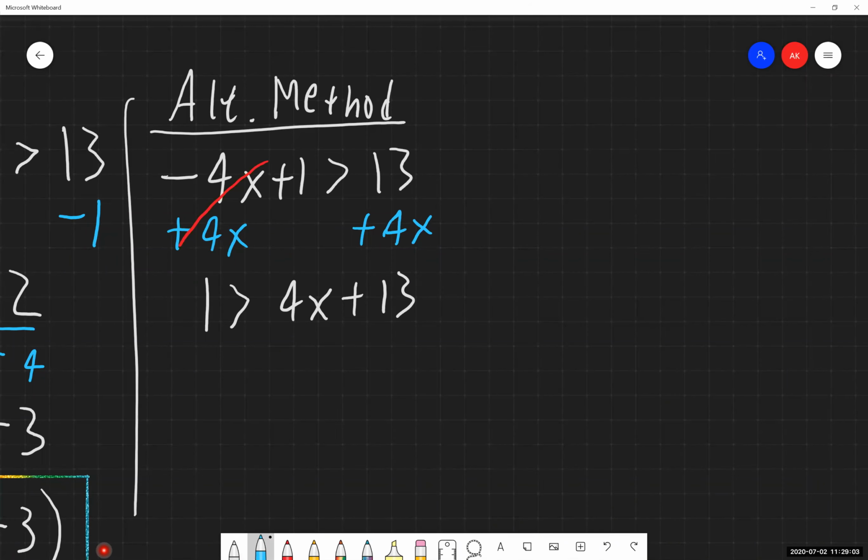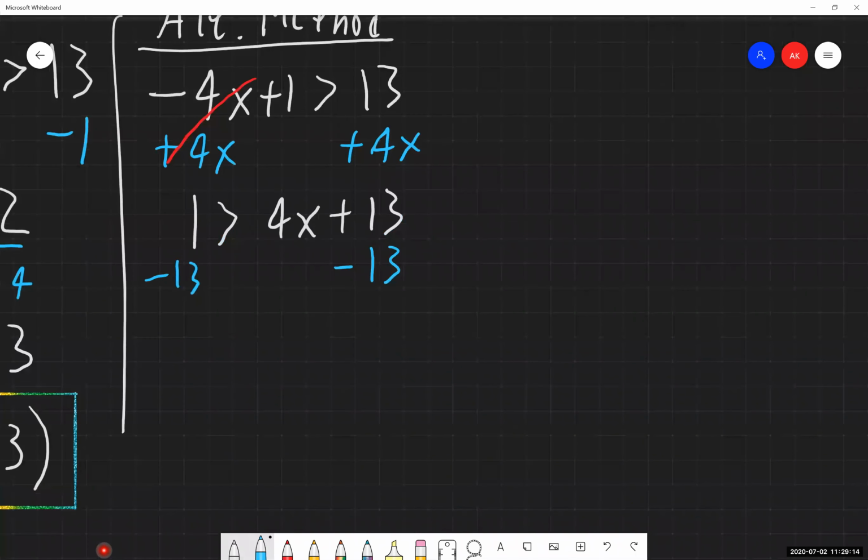I say, okay, well, I've got my positive 4x on the right side. I want to get rid of that 13. I'm going to subtract 13 from both sides. And again, I'm subtracting, not dividing or multiplying, which means the inequality stays the exact same and faces the same way. If I can get these inequalities written correctly, that'd be fantastic. There we go. A bit better.